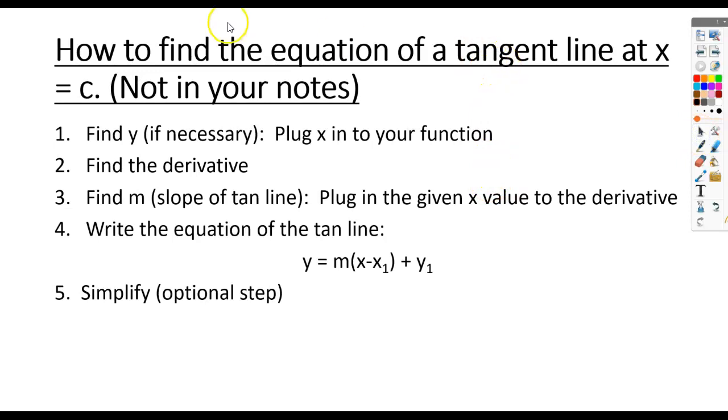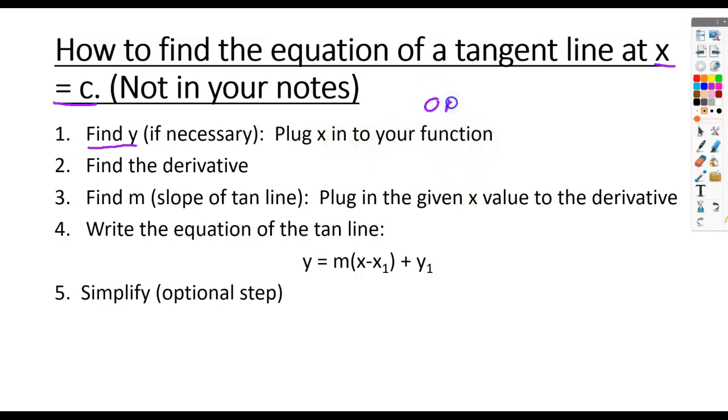Well, it turns out that finding the equation of a tangent line is the same thing. You need a slope, and you need an x, and you need a y, and you're just going to plug it into this formula. So here's how you do it. First of all, find the y if necessary. And a lot of the problems I'm going to give you, I'm only going to give you the x value. In this case, I'm saying x equals c. So find the y value if necessary. The way you do that is just plug the x into the original function.